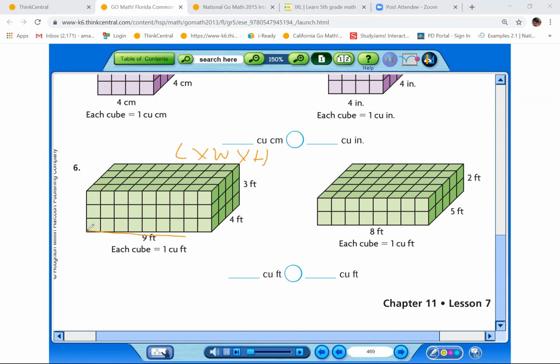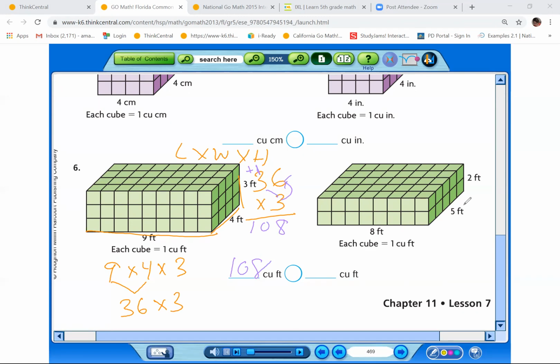My length is 9, my width is 4, and my height is 3. I know that 9 times 4 is 36, so I'm going to do 36 times 3. 3 times 6 is 18. Going to regroup that one. And 3 times 3 is 9, plus 1 is 10, so I have 108 cubic feet.